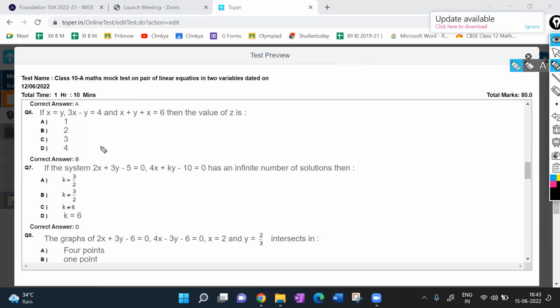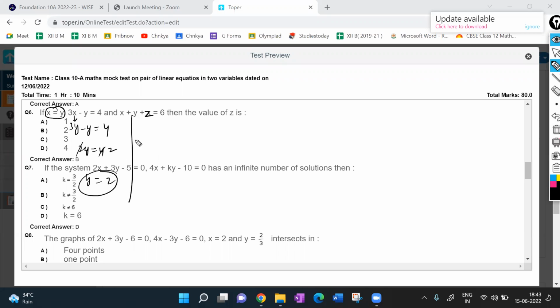Sir, the second x should be z, sir. This should be z actually, right? We'll do one thing. X is equal to y, right? X is equal to y is nothing but here 3y. Substituting y for x value, y minus y is equal to 4. 2y is equal to 4. Then y value is going to be 2. Correct? Y is equal to 2.